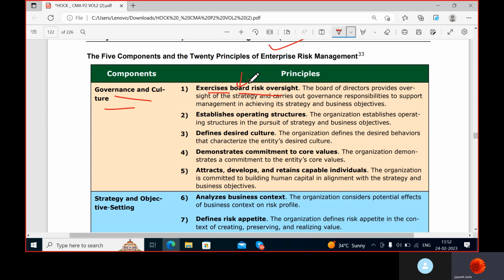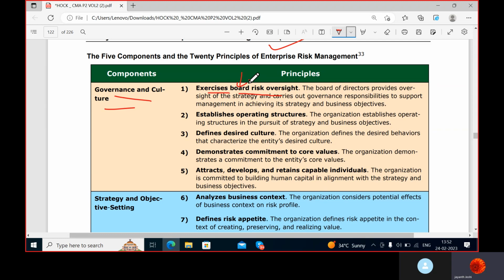See, who are the ones in the company who are responsible for governance? The board of directors. Am I right? The upper management. Yeah, the board of directors are the ones who have to implement the corporate governance code in the company. They are the ones who are responsible for governance in the company.